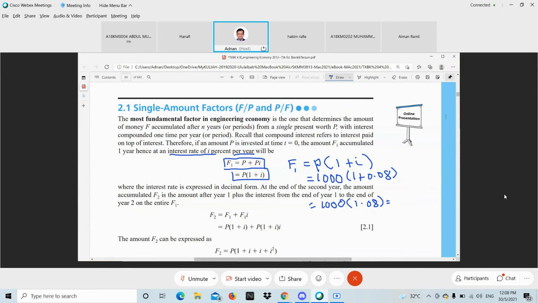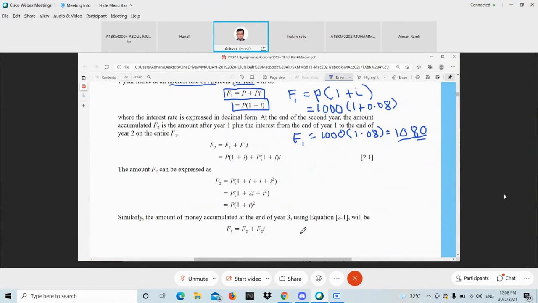Put it in the chat box or you can switch on your mic. Okay, 1080. Okay, Iman, thank you. Nazrin too, correct. At the end of year 1, you have to pay RM80 extra because of the loan. For the second year, maybe we have no money yet to pay. If we pay in the second year, the future value at the second year becomes F1 plus F1I.